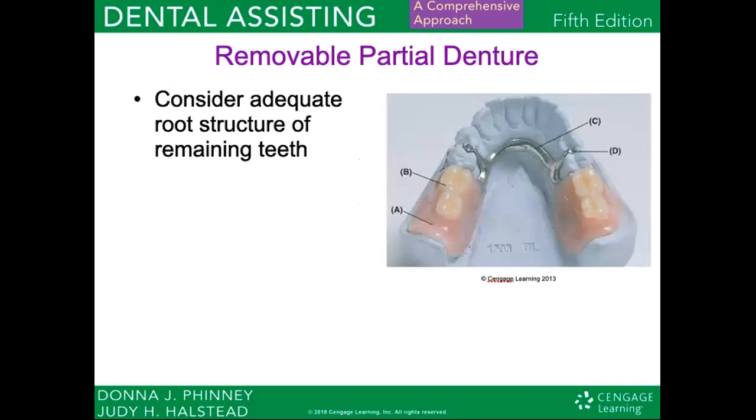So this is a picture of what a removable partial denture looks like. For this to work, we should consider the adequate root structure of the remaining teeth to make sure that the clasps that these rest seats are basically resting on, that these teeth are in good health. So if any one of these teeth are in bad health, or there's not enough root structure or not enough bone holding those in, that would really hinder the success of the treatment.